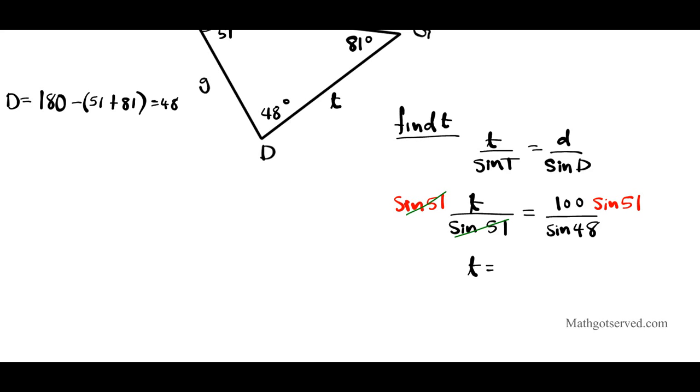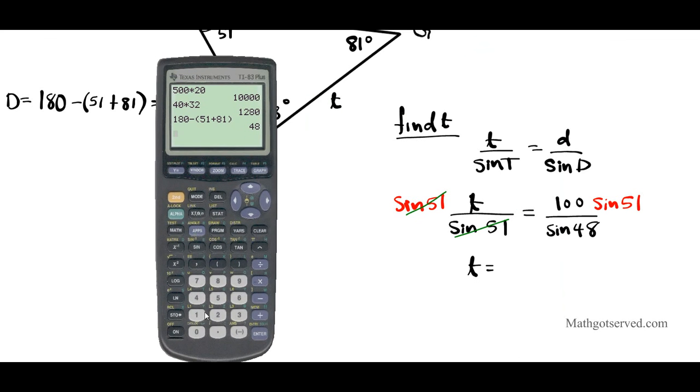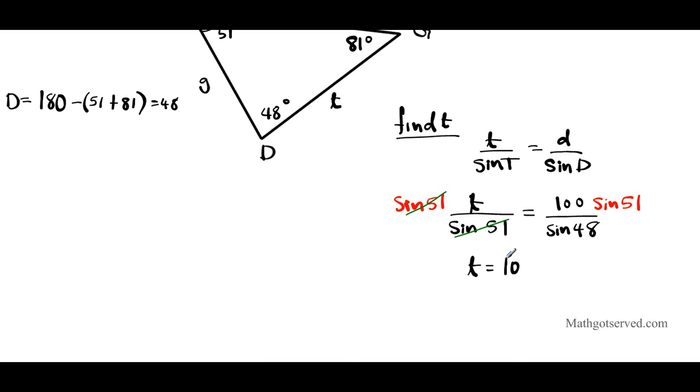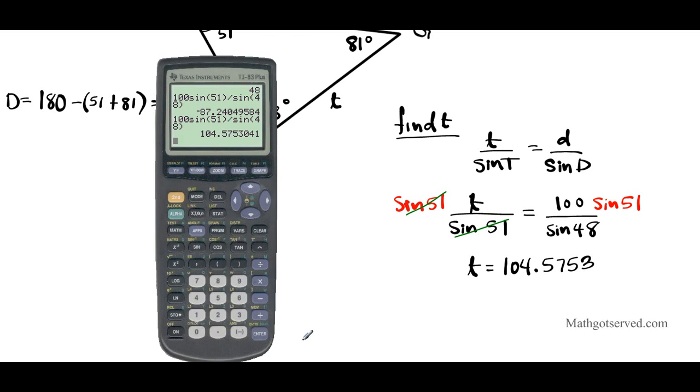Let's see what we get. We have 100 sine 51 divided by sine 48. All right, and the answer is, wait a minute, wrong mode. Let me change my mode to degrees. All right, let's try that again. 104.5753. So t is approximately 104.5753. All right, so what does this answer mean?